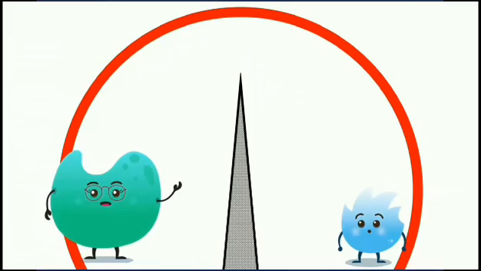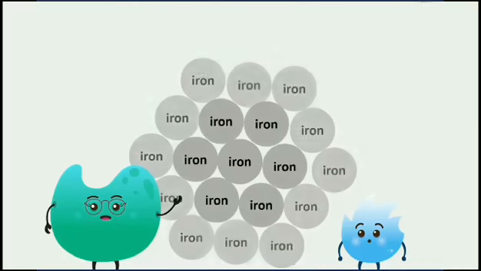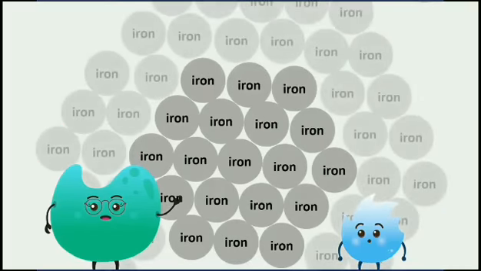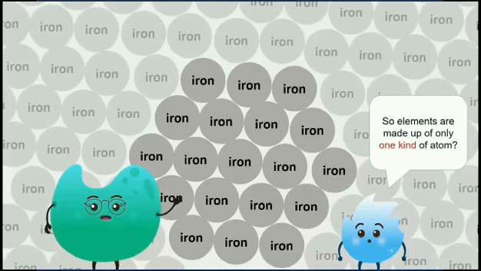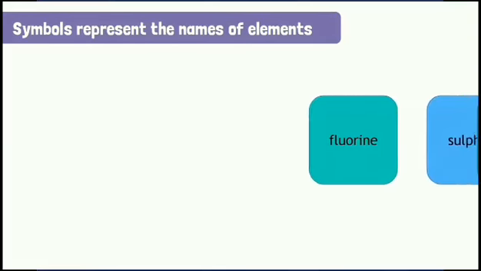If we choose an atom to look closer, we see that this needle is made up of the atom iron. That's one of the elements. A piece of pure iron is made up of trillions of iron atoms, all identical to each other. An element is made up of only one kind of atom. This is why we define elements as the purest form of matter that cannot be broken down easily into simpler substances. Let's have a look at some other elements.